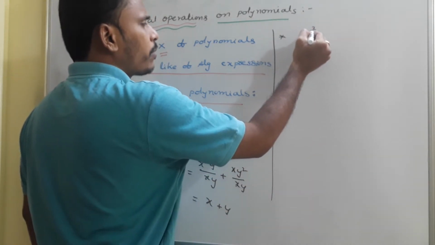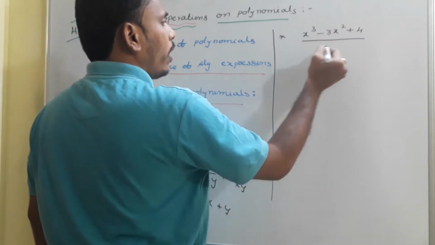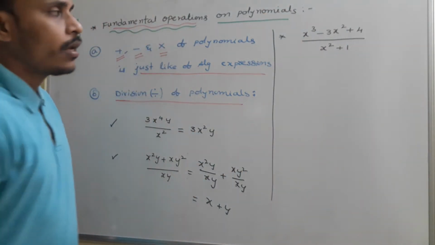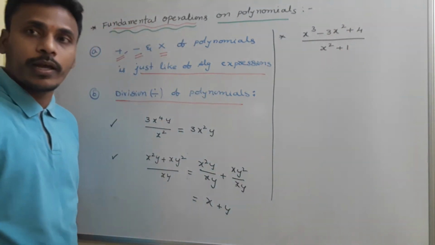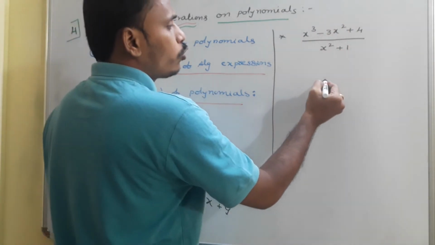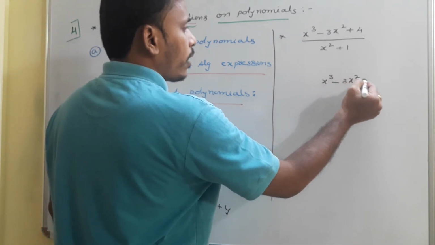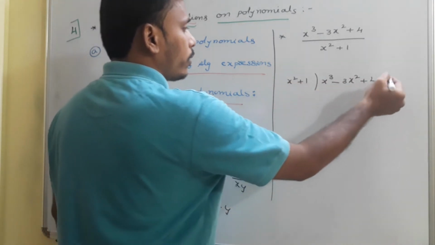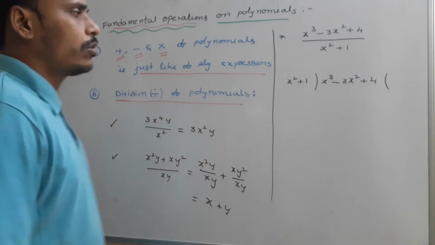Something like x^3 - 3x^2 + 4 divided by, you may say, x^2 + 1. See, we are going to divide x^3 - 3x^2 + 4 by x^2 + 1. So what do we do? You just consider x^3 - 3x^2 + 4 and divide it by x^2 + 1. How to divide? Just recall previous knowledge of algebraic expressions. I think you know something about the way of dividing.